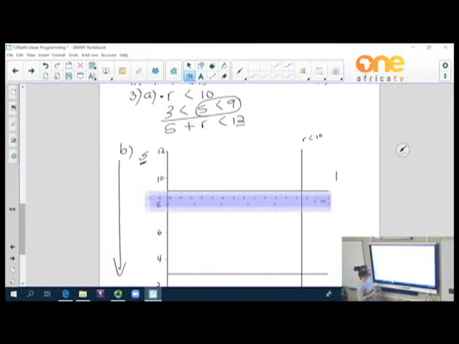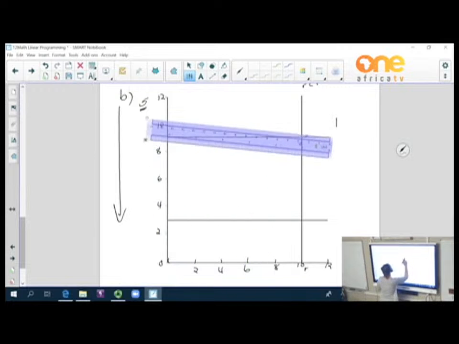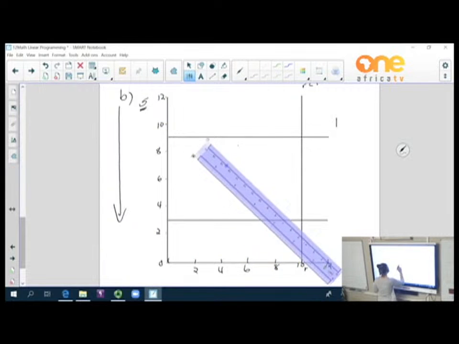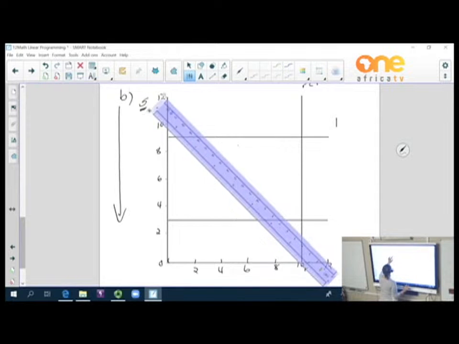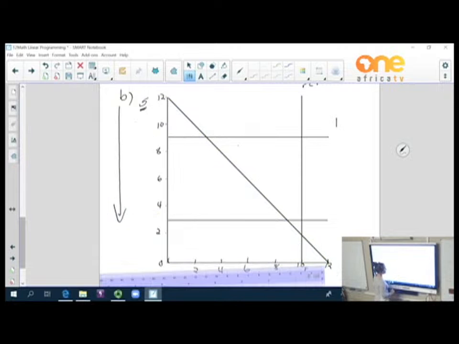And then the last one, S plus R will be less than 12. So we cannot go more than 12. So what we will do is we will start with 12. And then we will stop at 12 above. And that means we cannot have more than 12. So we will stop there at 12 and we will stop at 12 on the bottom side as well. That was number B.